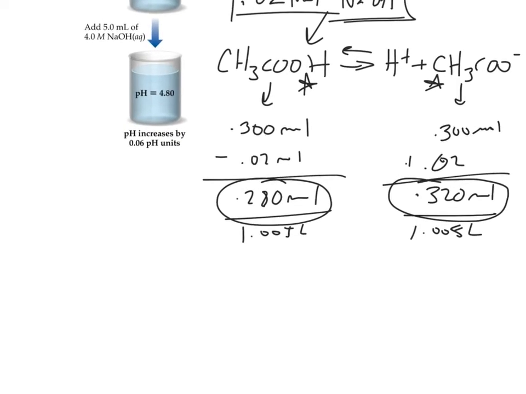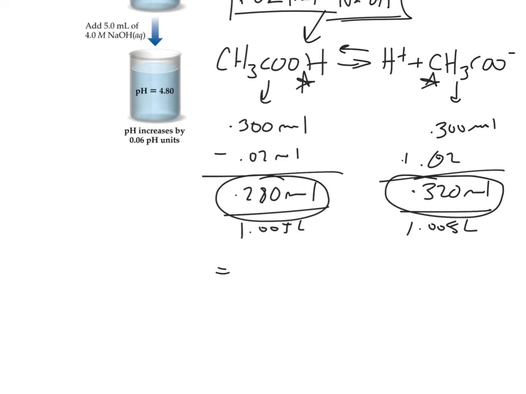So if I calculate the concentrations of each of my chemical species now, the first one is 0.279 molar, which is about the same, but not quite. And the other one is 0.318 molar, and that's of the base, the conjugate base, and this is of the original acid. Now I need to calculate the pH.